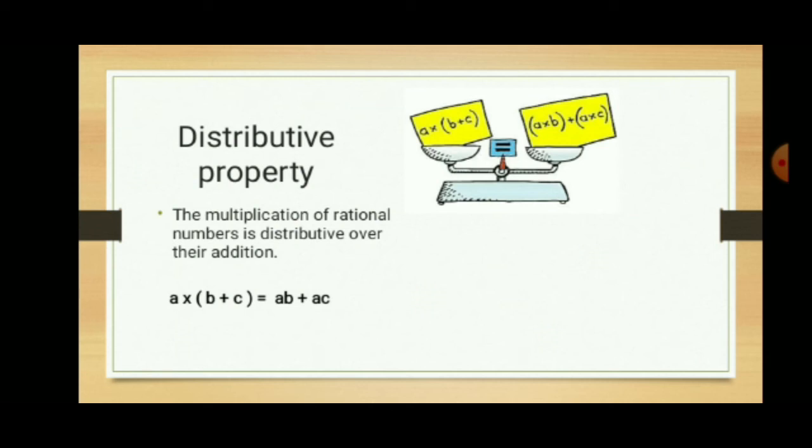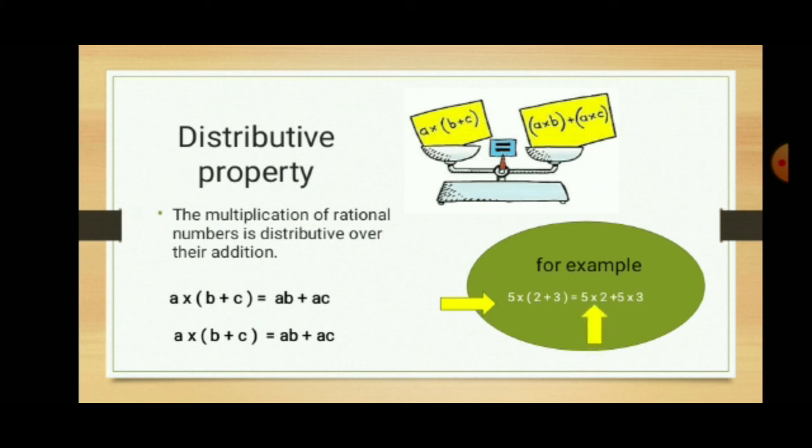How can we write it? First we multiply a into b, we get ab. Then we put a plus sign. Again we have to multiply a into c, we get ac. One more time, you see, when we multiply a into b, we get ab. When we multiply a into c, we get ac.